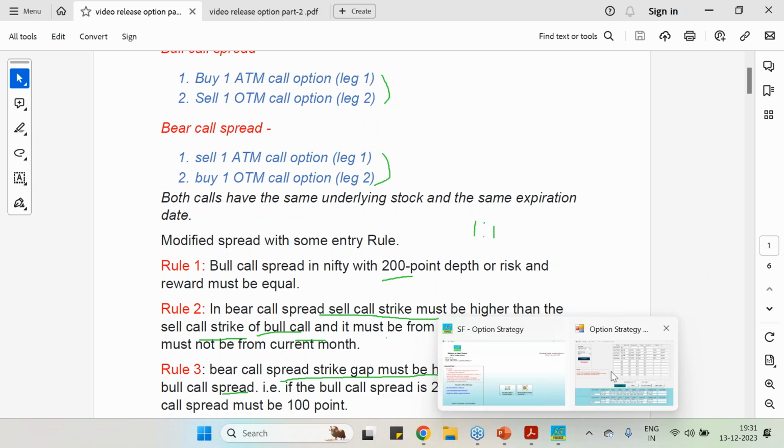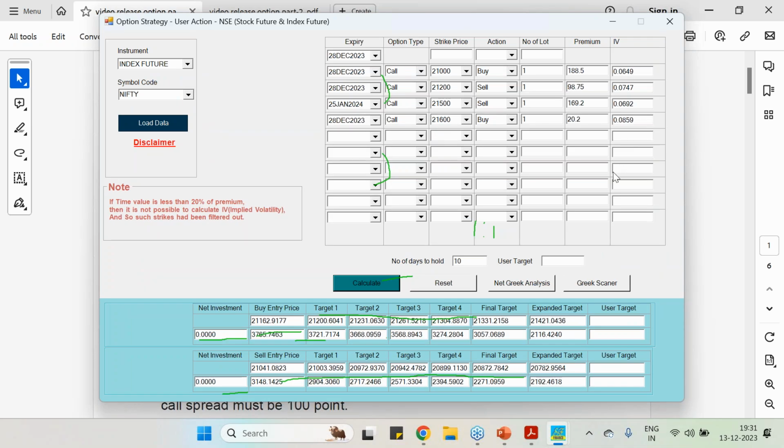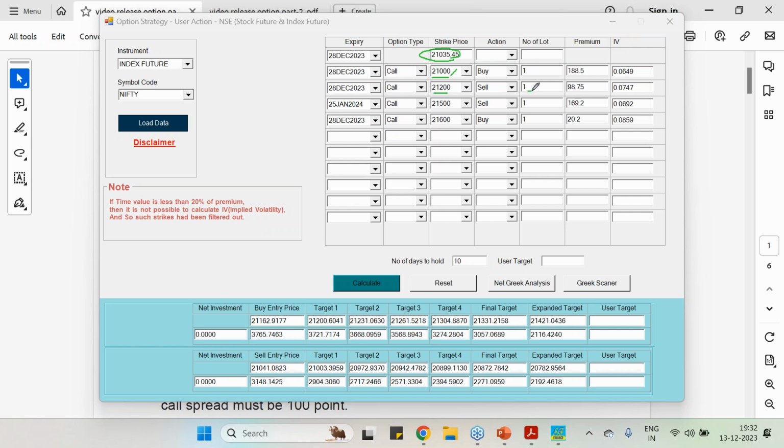Now see the example, you will remember and understand. Now where is Nifty trading? The Nifty future is at 21,035. Today it has closed at 21,035. This is the Nifty future. I am buying the just at the money or just in the money strike, the 21,000 call option. Again, the rule says 200 point depth, so I will be forming a bull call spread. So the 21,200 call option I am selling.